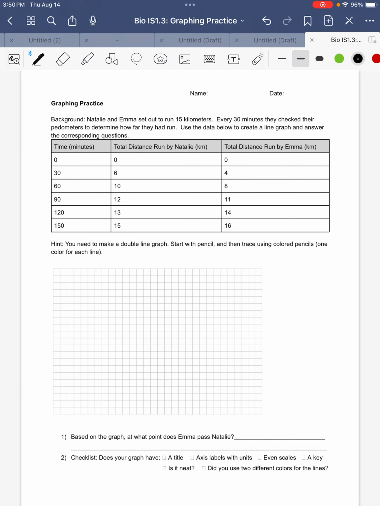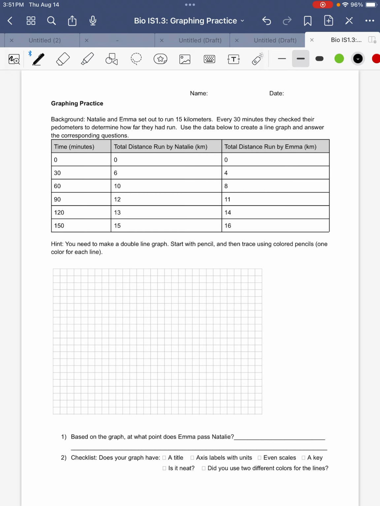So to start off, every graph needs a title, axis labels, an even scale, and then some graphs will need a key. So for this graph, the background is Natalie and Emma set out to run 15 kilometers. Every 30 minutes, they checked their pedometers to determine how far they had run. Use the data below to create a line graph and answer the corresponding questions.